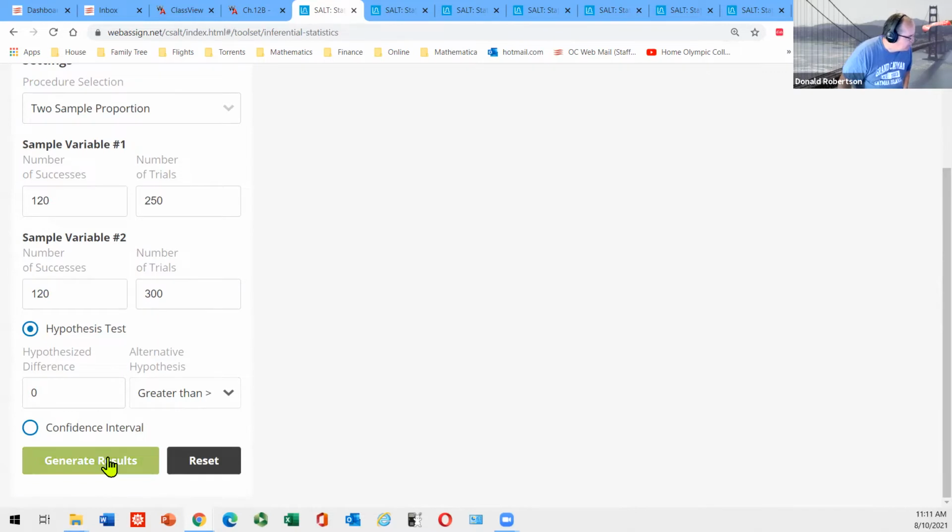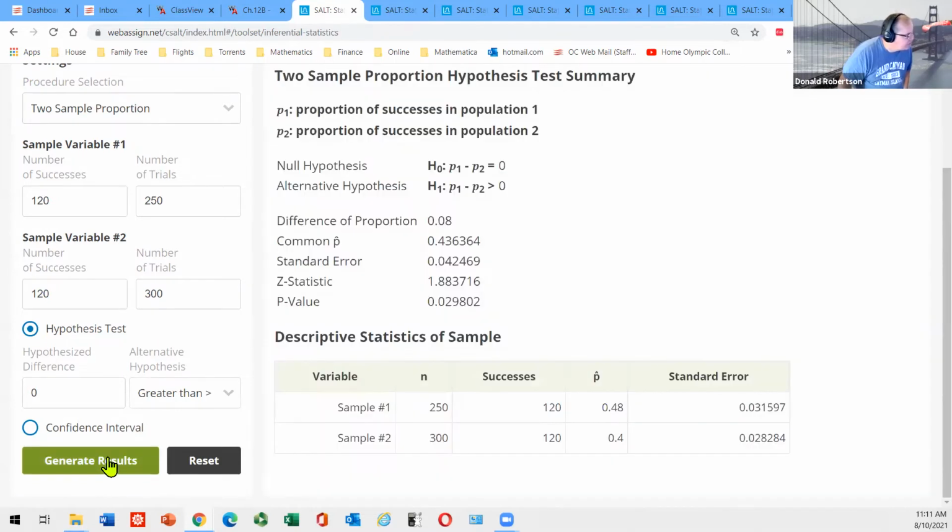Now, when I hit generate results, I come up with a p-value of 0.029, which I'm just going to round off. What shall I round off to? To 0.03, right? So that's 2 decimal places. Okay, let's return and see what our conclusion looks like then.